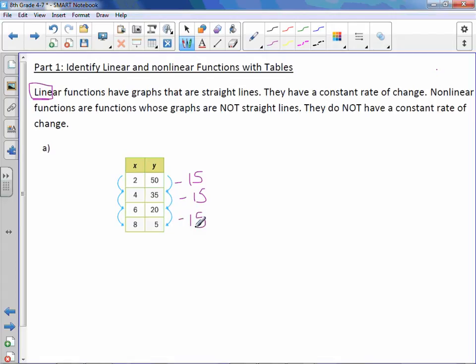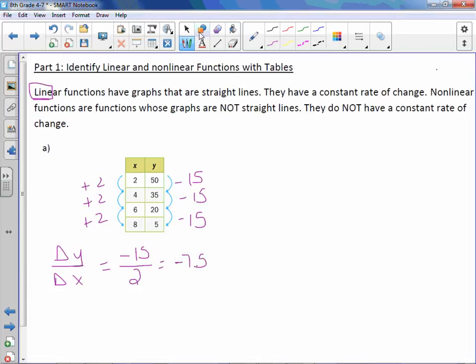Your x values, from 2 to 4 is plus 2. From 4 to 6 is plus 2, and 6 to 8 is also plus 2. So our rate of change is our change in y over change in x, which would be negative 15 over 2, or negative 7.5.